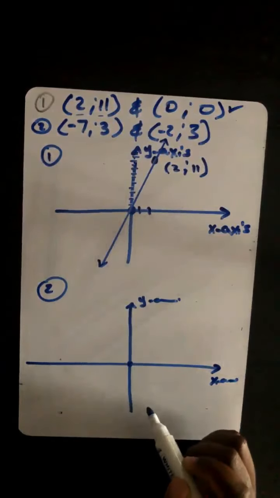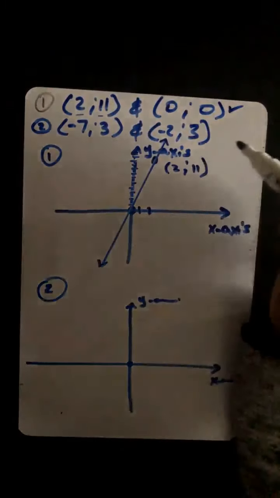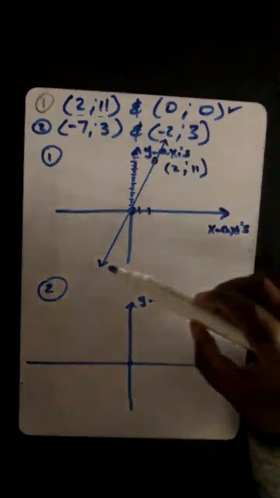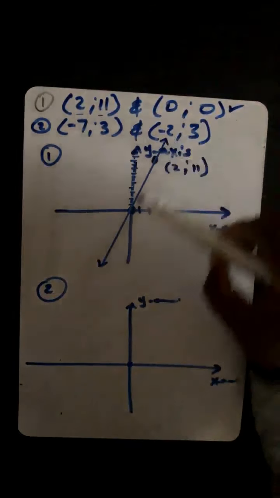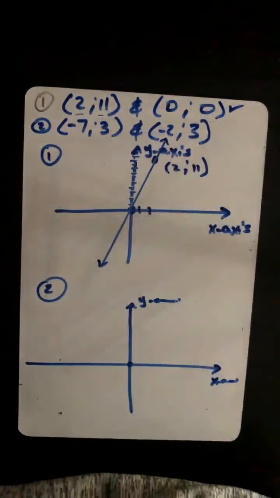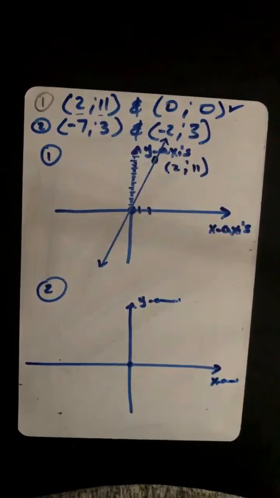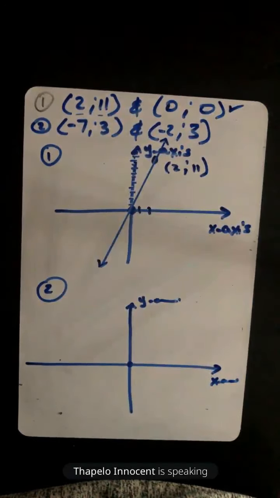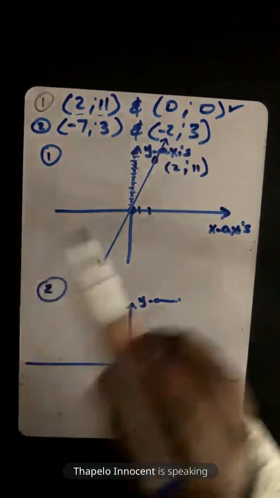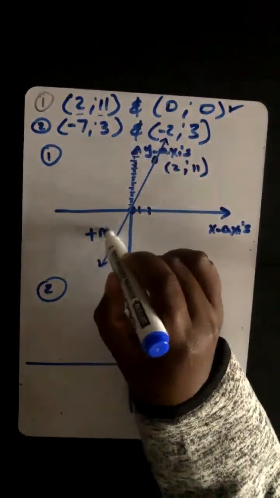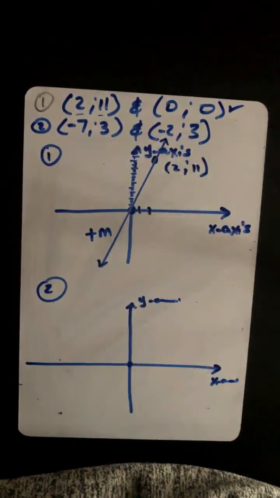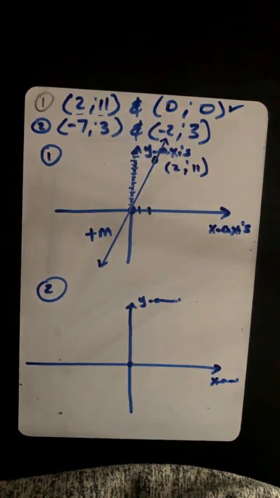Another question to you guys. That straight line, does it have a negative or a positive gradient? A positive gradient, sir. 100%. So there we're going to have a positive m. In terms of the c value, are we going to have a positive or a negative c value? Negative c value, sir.